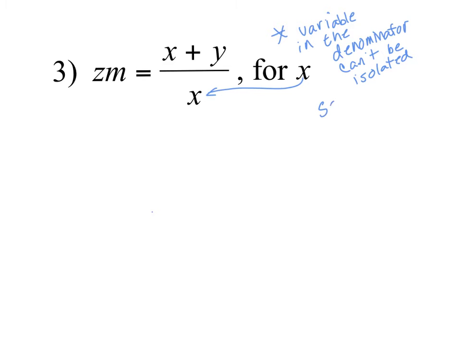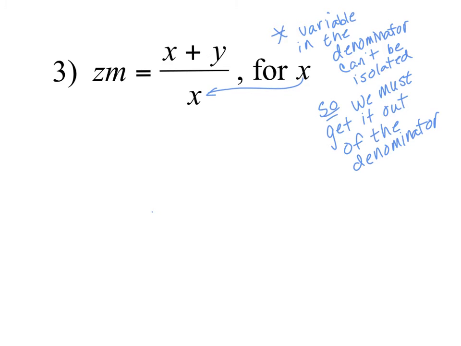So what does that mean for you? So actually, let me change how I'm saying that. We must get it out of the denominator. We still need to isolate it, okay? It's not that we don't still need to do that. It's just that until we get it out of that denominator, we're not going to be able to isolate it. So how on earth am I going to get that x out of the denominator? I'm going to rewrite everything so that it's a little easier to see my steps.